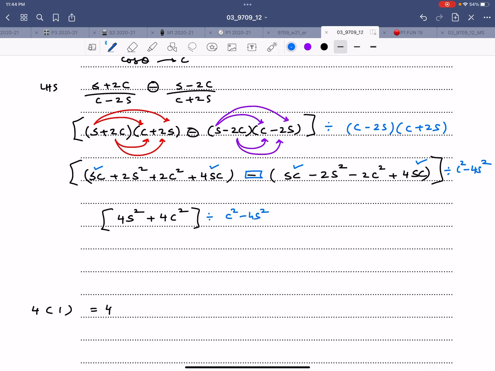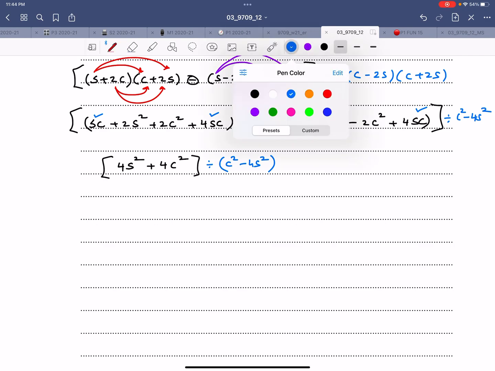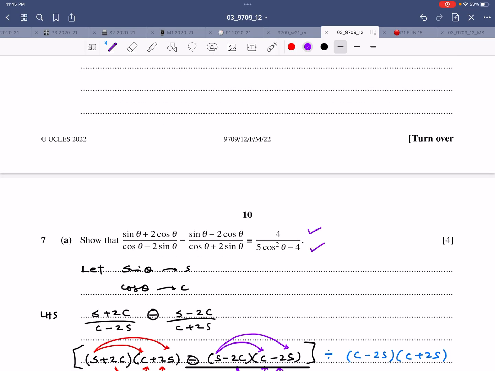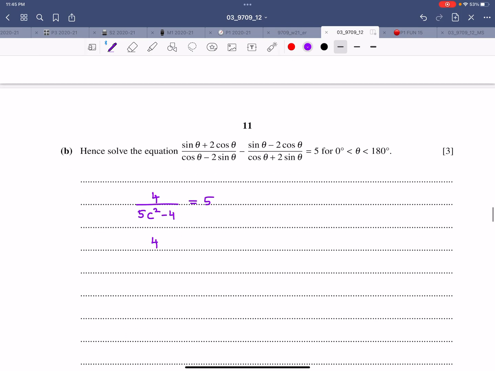And the numerator becomes 4 bracket S square plus C square, which is 1. What about the denominator? What does it become? This is C square minus 4, 1 minus C square. C square minus 4 plus 4C square, which is 5C square minus 4. So 4 over 5C square minus 4, that is the answer. Perfect. So now this whole thing, 4 over 5C square minus 4 equals 5. Therefore, 4 is equal to 25C square minus 20. 4 plus 20, 24 is 25C square. C square comes out to be 24 over 25.